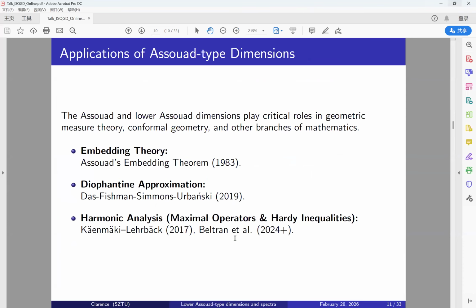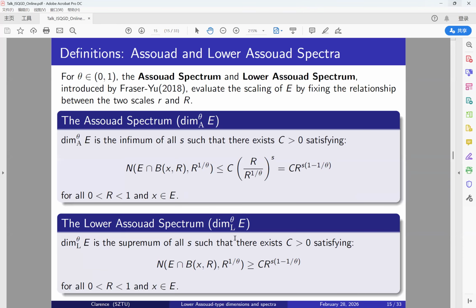covering values. However, the Assouad spectrum and the lower spectrum give a strong relationship between the smaller r and capital R, by setting smaller r to be R to the power of 1 over theta. That is, the Assouad spectrum is the infimum of S such that there exists a constant C such that the smaller r is restricted by capital R to the power of 1 over theta, and the bound may also be written as capital R to the S times 1 minus 1 over theta.